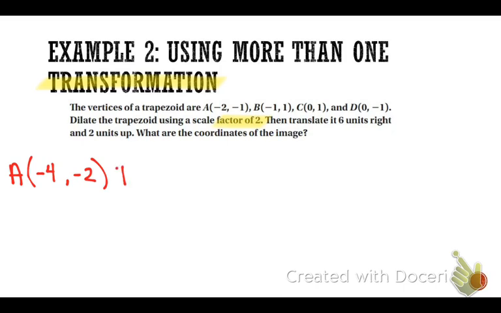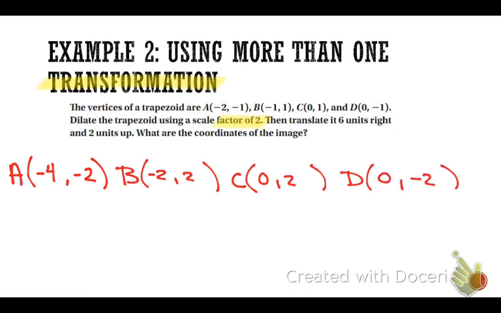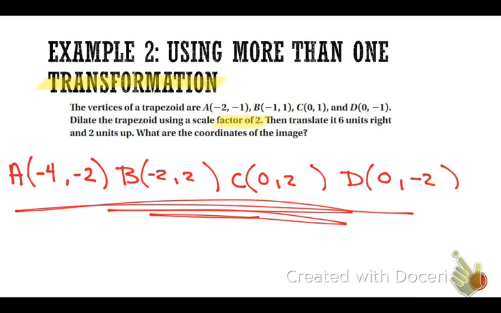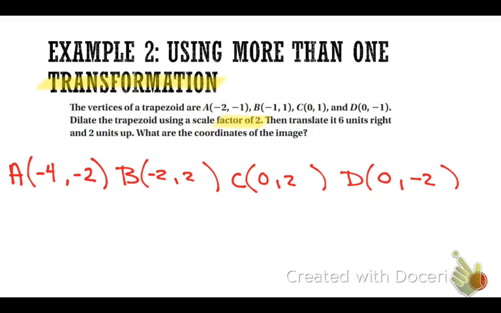All right, go ahead and do B, C, and D. What is B? Tell me. Negative 2, 2. What's C? 0, 2. What's D? 0, negative 2. Now take these 4 ordered pairs. You do not go back to the original. Take these 4 ordered pairs, and now you're going to follow the second transformation, which is a translation, 6 units right and 2 units up.